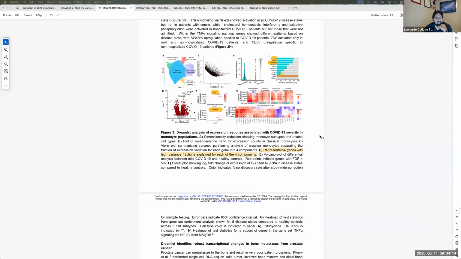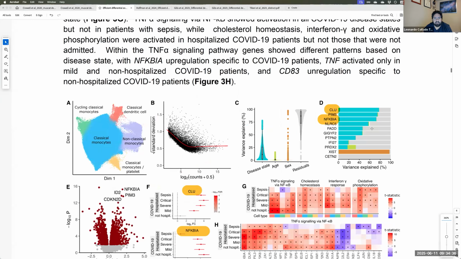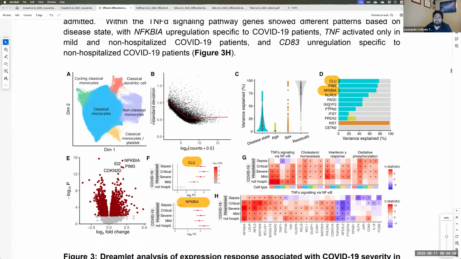And a lot of these figures in the Dreamlet preprint are showcasing the software. So you'll see very similar graphs. Basically, they're analyzing different data sets. Here they're analyzing a COVID data set. Later on, they eventually analyze a much larger data set. Now, in variance partition plots, here, blue, which is the disease state, is the variable of interest. And so we can see some genes like CLU and NFKBIA that have a lot of variance explained by this blue covariate, and they end up being some of the most differentially expressed genes in that volcano plot.